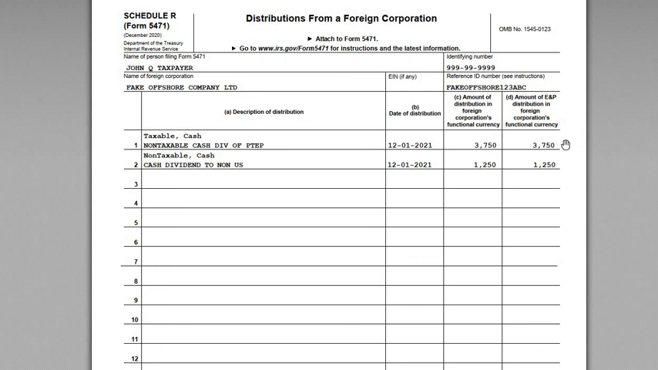Because we have a non-dividend distribution. But in our case, we do have accumulated E&P, so that's why we have not only the amount of the distribution here, so $3,750 is going out to John, and then the $1,250 goes out to the other company, and then the amount of E&P that's attributed to these amounts is the same amount, so $3,750.